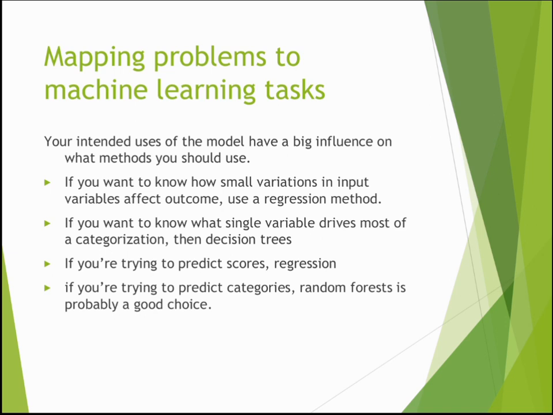Mapping problems to machine learning tasks. Your intended users of the model have a big influence on what methods you should use. If you want to know how small variations in input variables affect the outcome, use a regression model. If you want to know what single variable drives most of a categorization, then use decision trees. If you're trying to predict scores, then use regression. If you're trying to predict categories, random forest is probably a good choice.